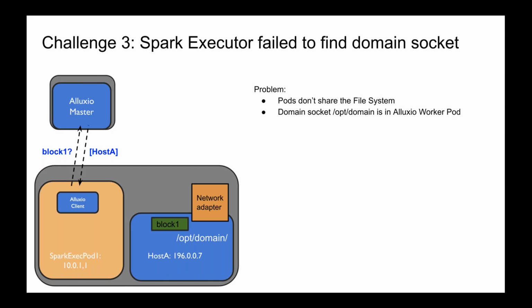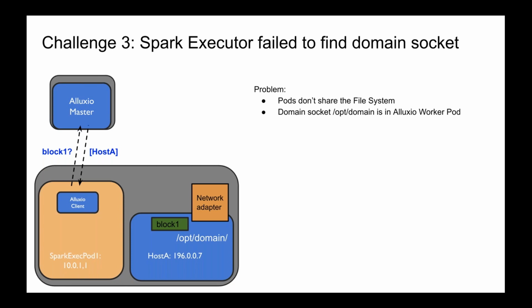Remember, Bain mentioned Alluxio achieves data locality, and one way of doing that is to use this domain socket, which is currently at /opt/domain inside this Alluxio worker pod. This is a file only local to the Alluxio worker pod, and Spark has no idea where this file is and how to talk to it.